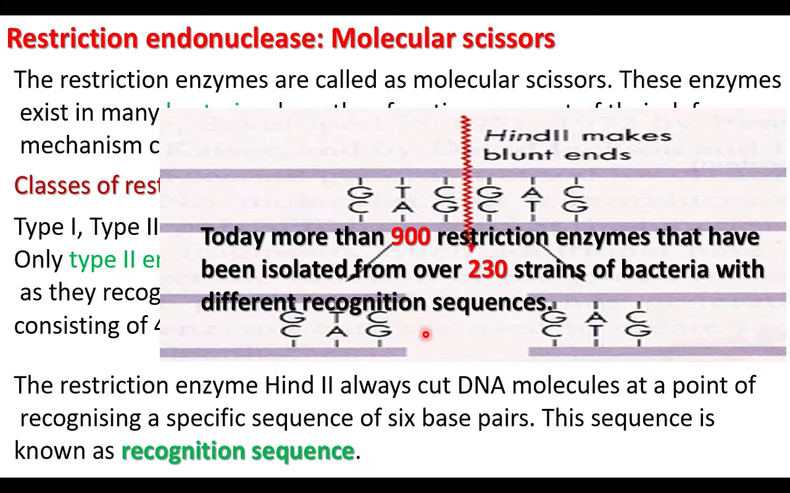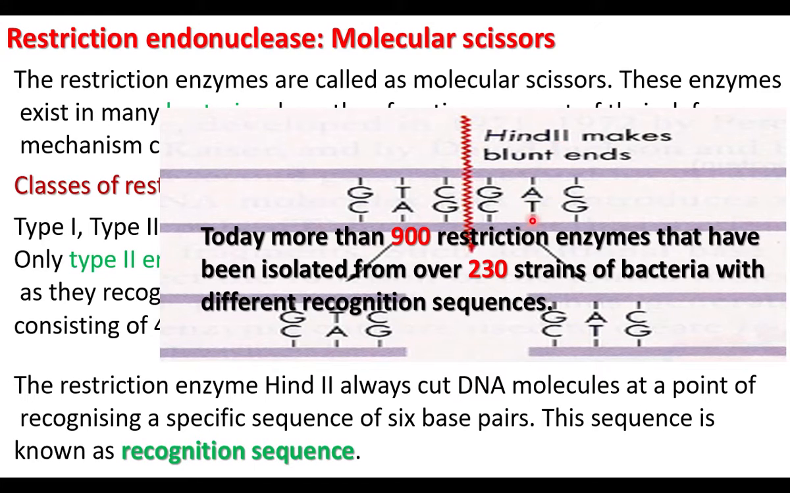Totally more than 900 restriction enzymes have been isolated from over 230 strains of bacteria with different recognition sequences. Different restriction enzymes recognize different sequences. Here the name given is HindII. So each restriction enzyme gets a name.